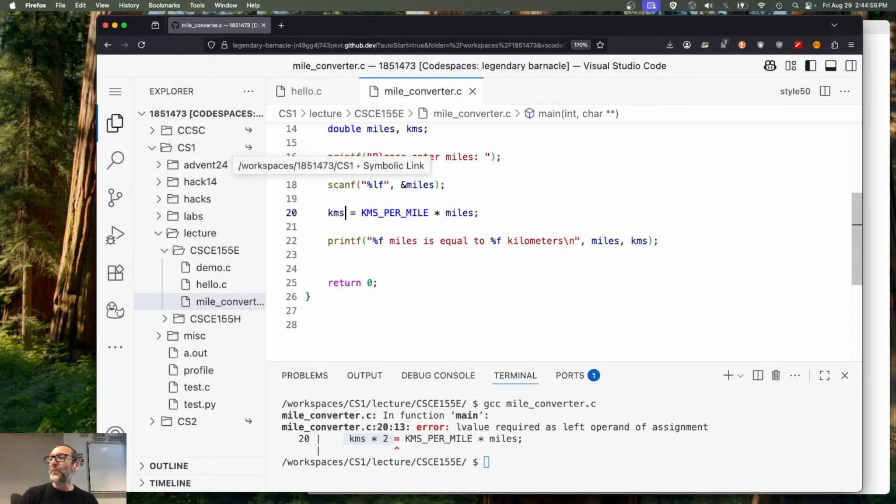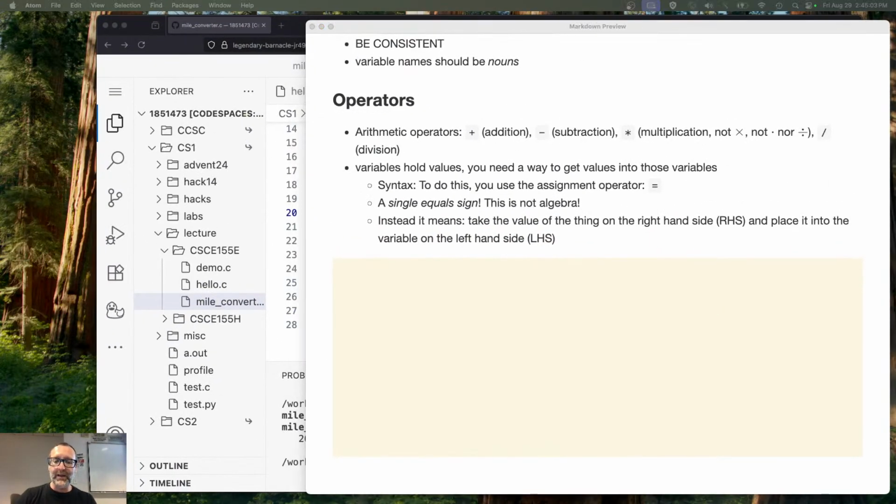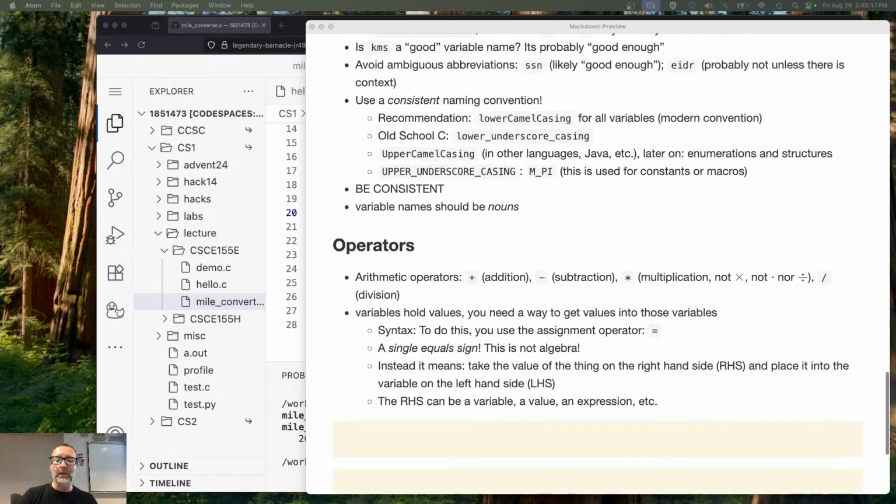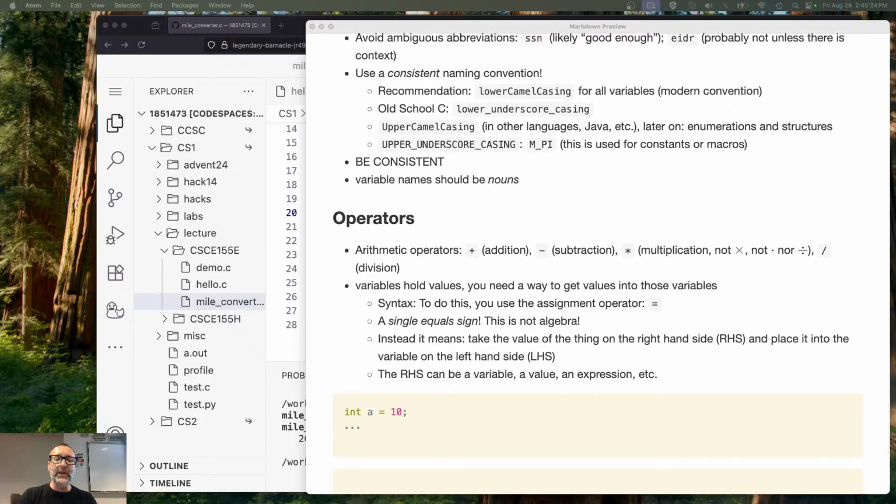But anything goes on the right-hand side. It could be a single value, right? The right-hand side can be a variable, a value, an expression, etc. So, for example, let's go into code mode. I can create a variable a and immediately set it equal to 10, right? Later on in the program, I can say, now I'm going to change it. Because it's a variable, it can vary. I'll set it equal to 120, right?